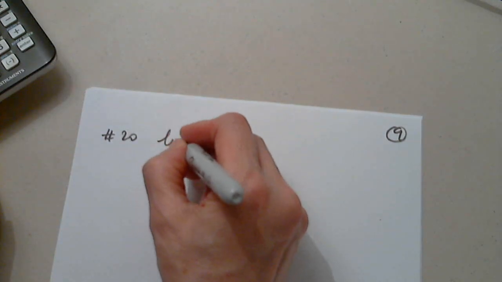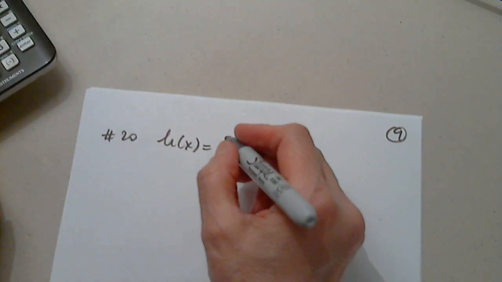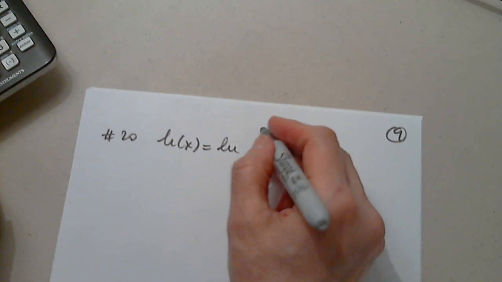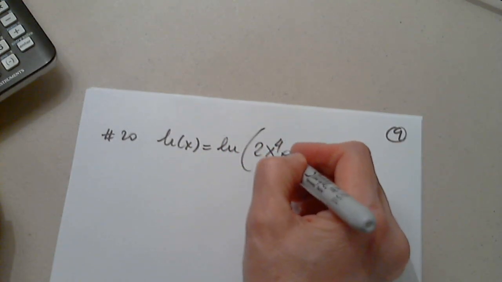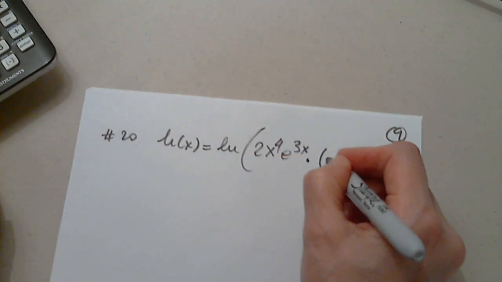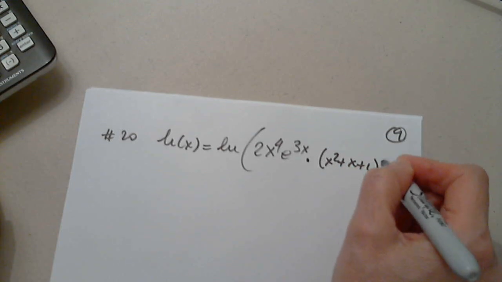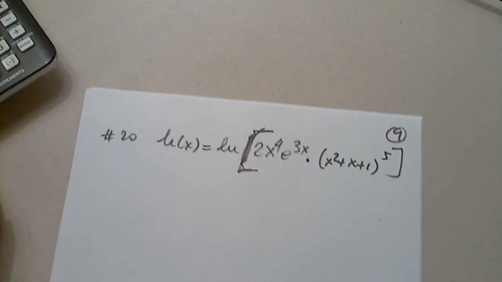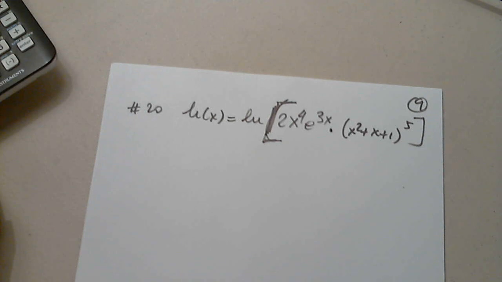Thanks. Sure. So h of x equals natural log of 2x to the 4th e to 3x multiplied by x squared plus x plus 1 to the 5th power. I will change the outside parentheses. They are nested parentheses, but I prefer brackets. It's easier to explain what's happening here.